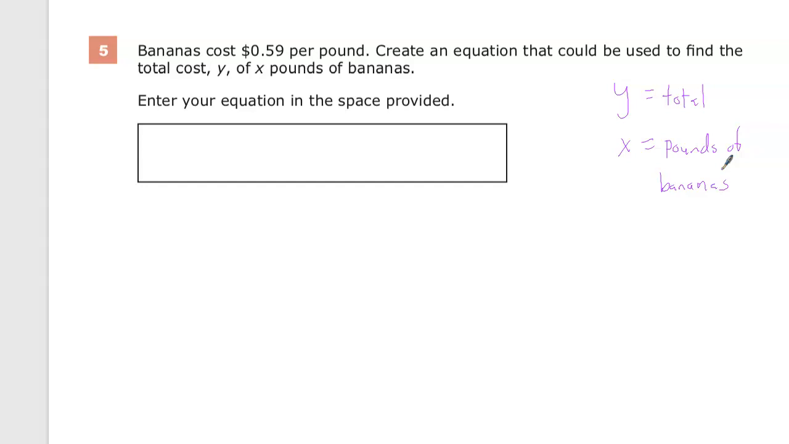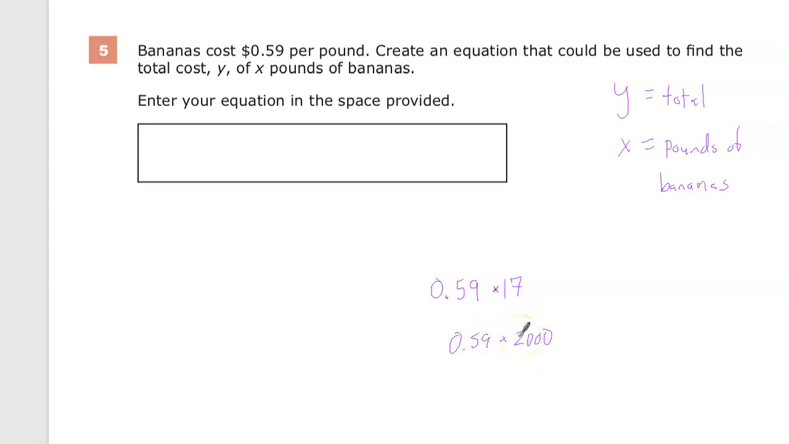So if I had needed to know how much it would cost for 17 pounds of bananas, I would say 59 cents times 17. Or you can put the x here. I'm so used to teaching high school that I forget about that. But I would do times 17, right? So if I wanted to find out how much 2,000 pounds of bananas is, I would do this.